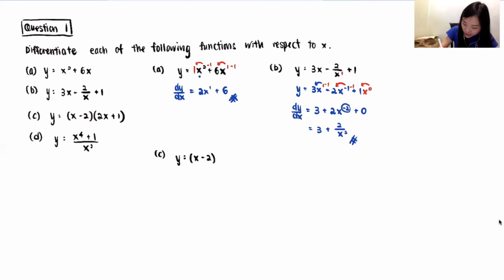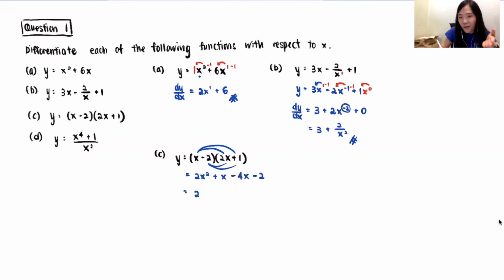C, they give me this one. The moment I look at C, I don't want to straight away differentiate, because they have brackets and stuff like that, right? So of course, the first thing is you should simplify it to make it easier. That only can start differentiating. When I look at it, it's not very hard. I can expand the bracket. So x times 2x, I will get 2x squared. x times 1, I will get 1x. -2 times 2x, I will get -4x. -2 times 1, I will get -2.